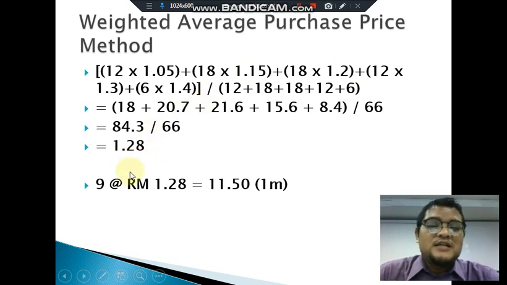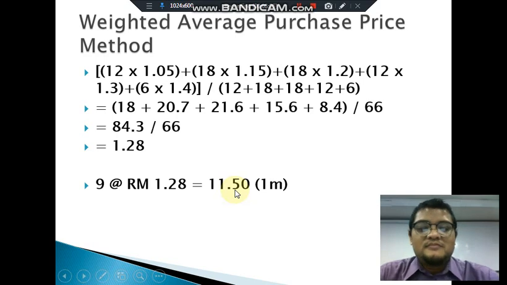So how to calculate the total value at the end of the month? 9 units on the shelf, you times 1 ringgit 28, the average price. So the value of the stock, or the value of the 9 cans, is 11 ringgit 50 cent. So that is the second method, weighted average purchase price.